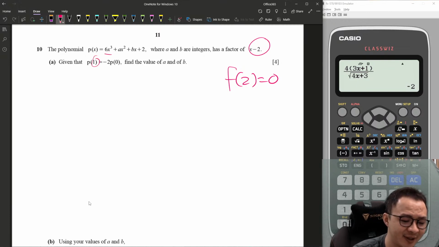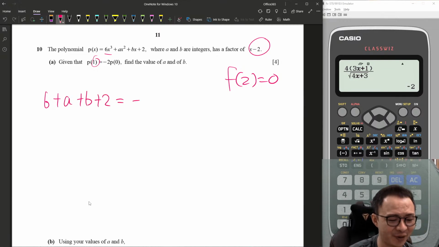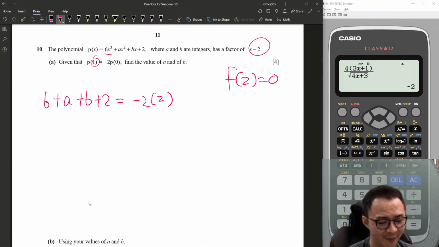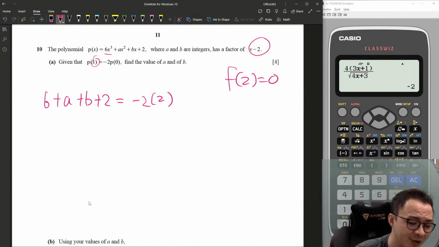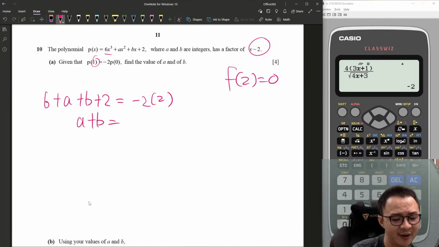This one will be 6 plus a plus b plus 2 equals negative... You plug in 0 here. Interesting. You get negative 2. Plug in 0, you get 2, because everything times 0 is 0, right? So I got the first one. So a plus b, this is 8, right? Minus 8 minus 12. This is the first equation. Then we'll do this one.